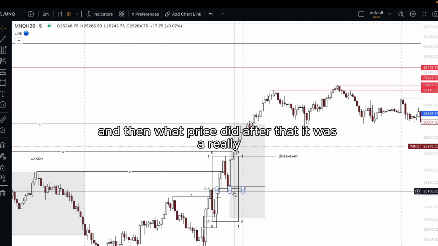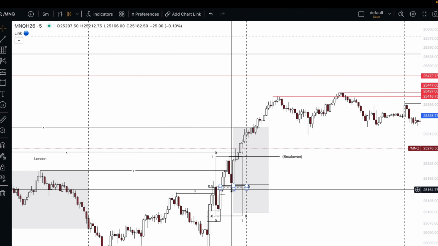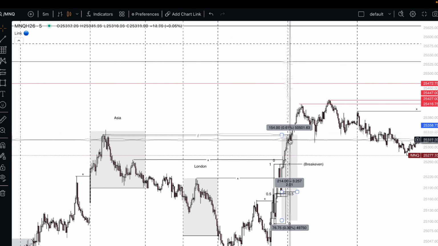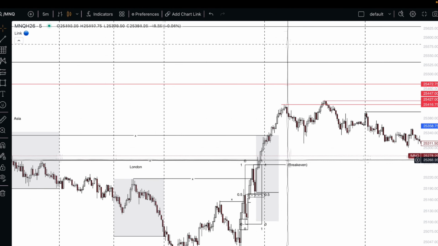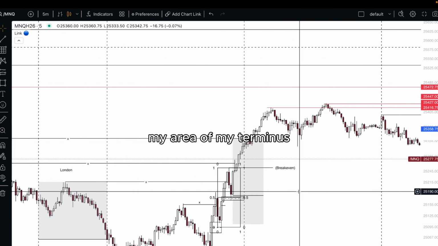So my entry. What price did after that, I'm pretty sure it was a good entry, because as soon as price tapped here, it went into this FVG a little bit and then came back, and then there was a parabolic bullish move towards the upside, taking out my TP1 and my final TP. I had a limit sell order on 1 contract, partial close. After that, I put the stop at break even, and it still went up to my area of terminus.